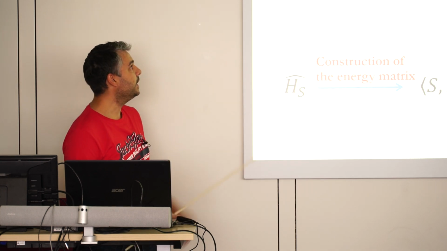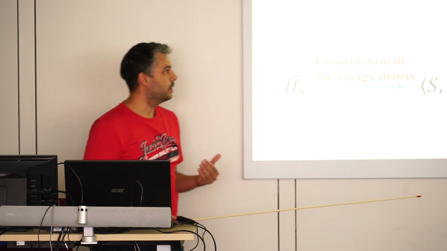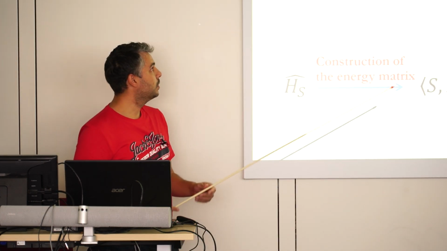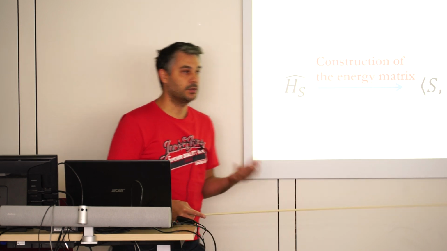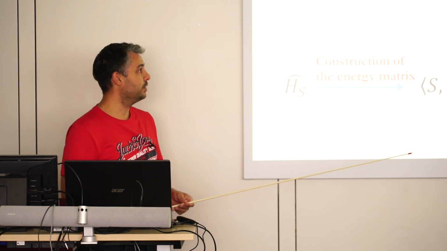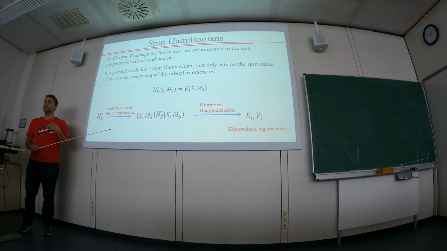So in EPR, what we are interested in is spin properties. So we don't use the full Hamiltonian, which would be used in a DFT calculation or another type of calculation, but we use a simpler Hamiltonian, which is called the spin Hamiltonian. So the spin Hamiltonian only depends on spin variables.